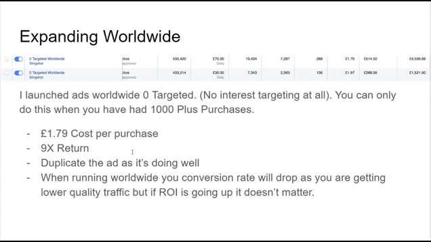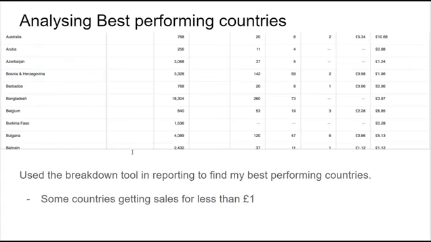And once it started running a bit, and we had them running for about 3 days or so, we then analyzed which countries were doing well. So you can see here, some countries are getting purchases for less than £1, like Bulgaria here did well, Bosnia and Herzegovina or something. I'm not too sure. There's countries in here you'll never have heard of. But go in here, analyze, and see where a lot of your purchases come from.